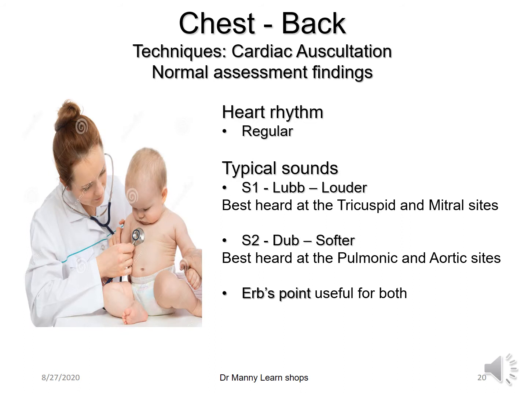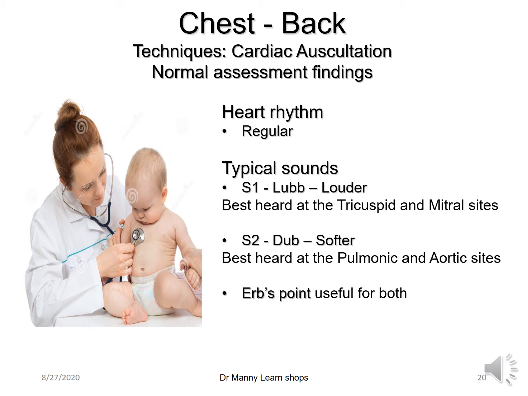When we use the technique of auscultation, you've got 2 types, cardiac and pulmonary. For cardiac auscultation, the normal assessment findings, which we already identified previously with palpation, are that the heart rate, or pulse rate, heard with the stethoscope, is regular. Typical sounds would be S1, lub, S2, dub, lub dub, lub dub, lub dub. Typically, S1 is louder than S2.